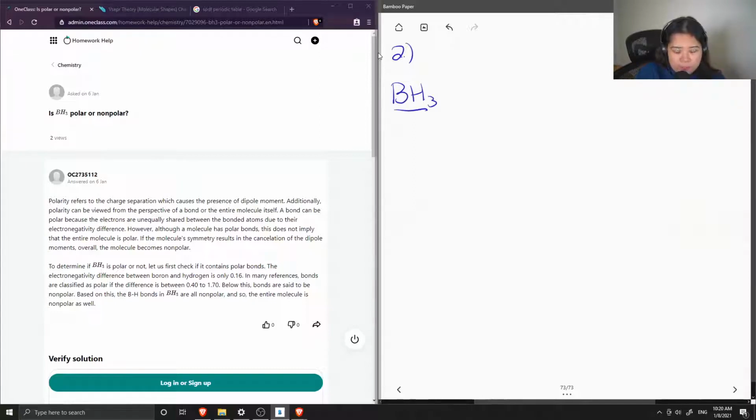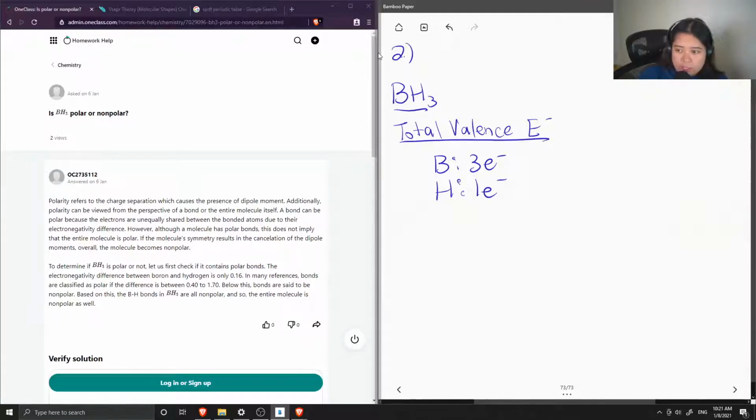So when we write the Lewis structure, we first need to find out the total valence electrons for this molecule. So boron has 3 valence electrons and hydrogen has 1. And there are 3 hydrogen atoms in BH3, so we multiply that and get a total of 6 valence electrons.